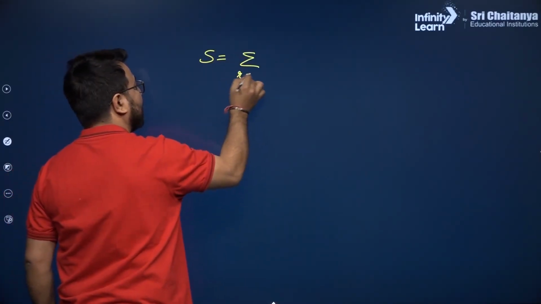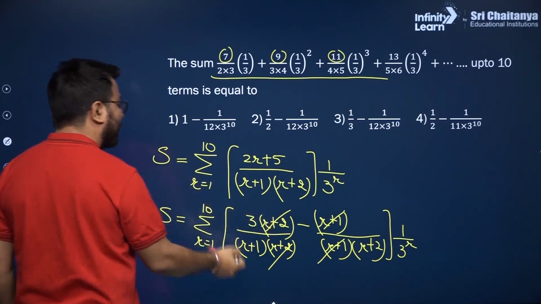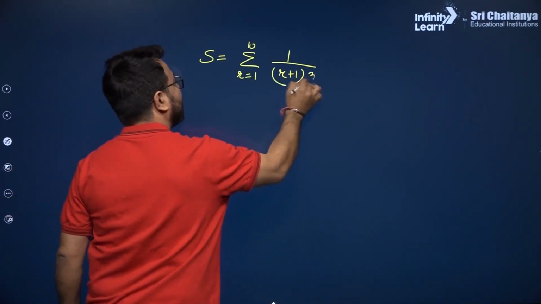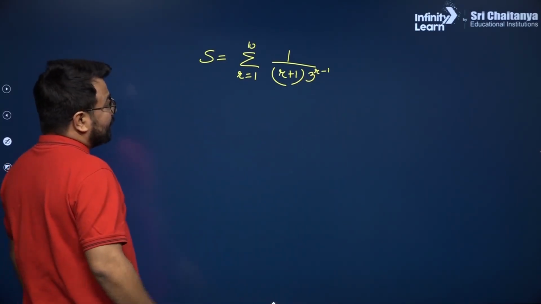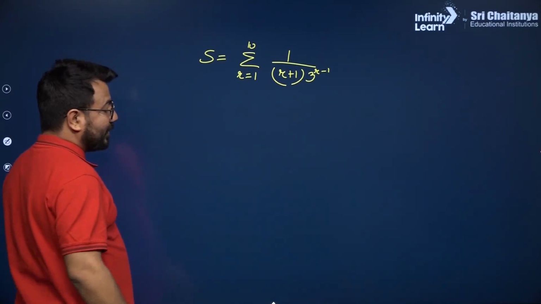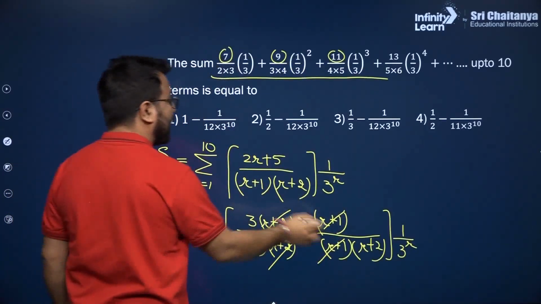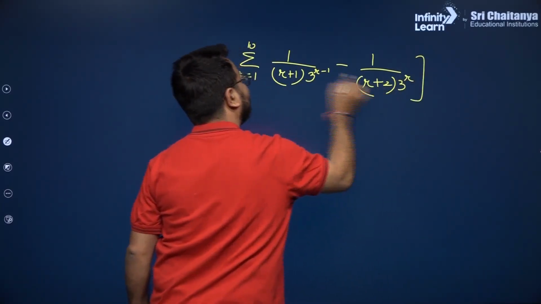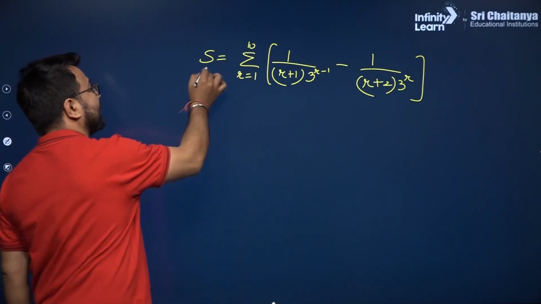summation r equals 1 to 10. Then it will be 1 upon r plus 1, okay, 1 upon r plus 1. And with this 1 upon r plus 1, we have 3 raised to the power r minus 1. Then we have a negative sign in between, and we have 1 upon r plus 2, and with that we have 3 raised to the power r. I hope you are able to understand this. So basically this is S_r.